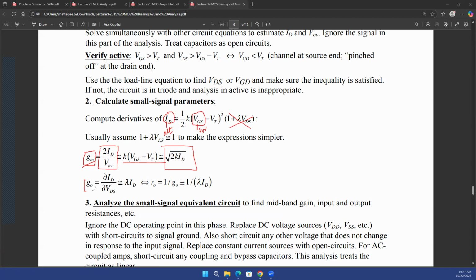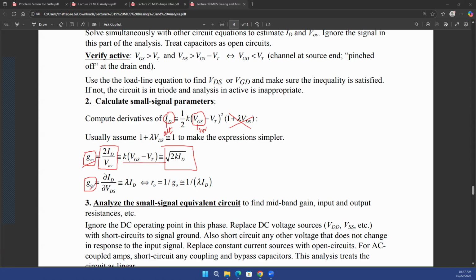The other parameter is GO, or basically the output conductance. G represents the conductance, and GO is for the output conductance, and conductance is nothing but 1 over resistance, right? From Ohm's law, you know about resistance, conductance is just 1 over resistance.